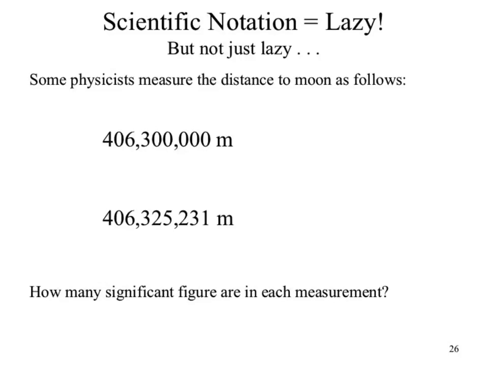How many sig figs in each of those measurements? 4. Both have 4? No, for the first one, 4. Uh-oh, come on, reconnect. There it goes. And then for the second one, all of them. So the first one has 4. I only see 3 there.